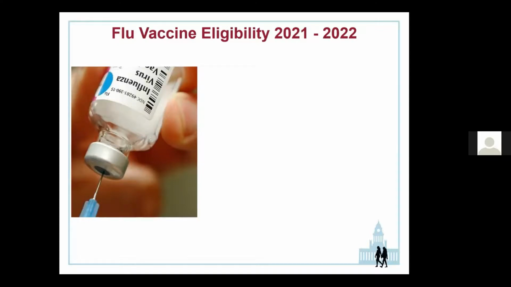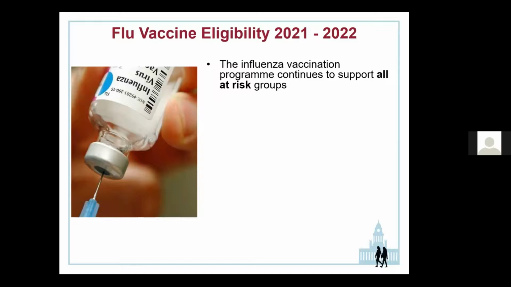So who is eligible for the flu vaccination this year? As always, the flu vaccination programme continues to support at-risk groups who have increased complications from the virus. We have already addressed that these complications may include illnesses such as bronchitis and pneumonia, or even meningitis, and it is therefore important that those identified within these groups are vaccinated to reduce the risk of complications. Groups eligible for the vaccination due to being at risk include over 65s, pregnant women, or women who become pregnant during the flu season.